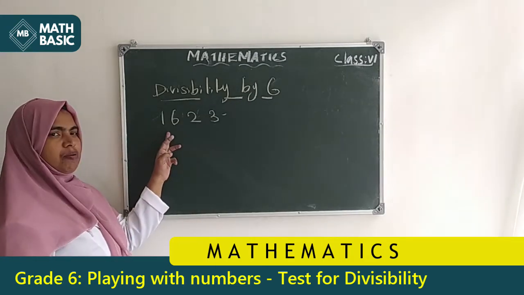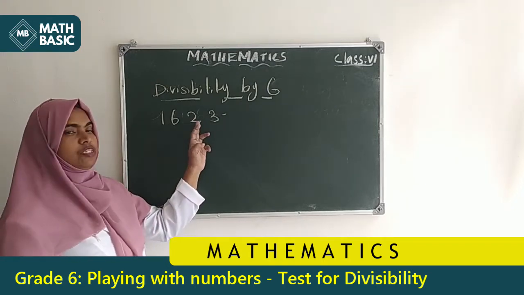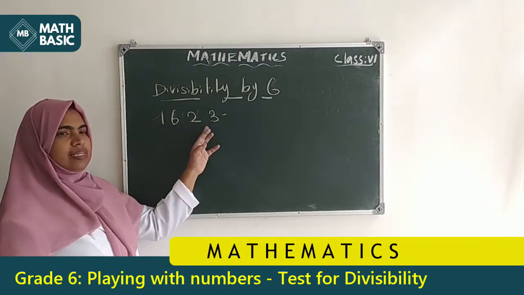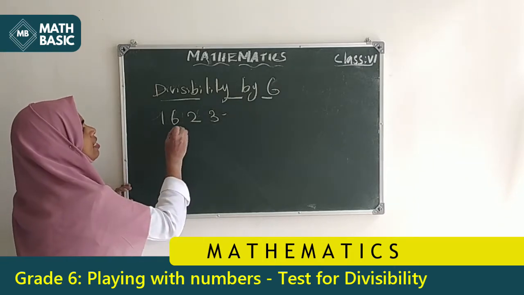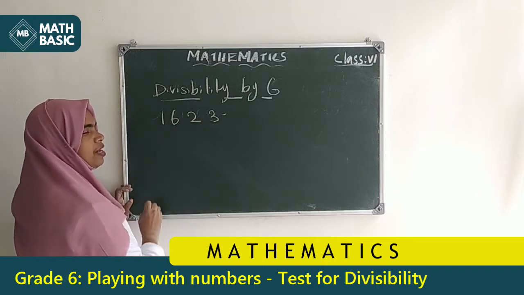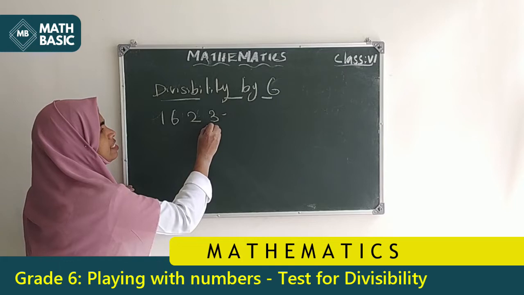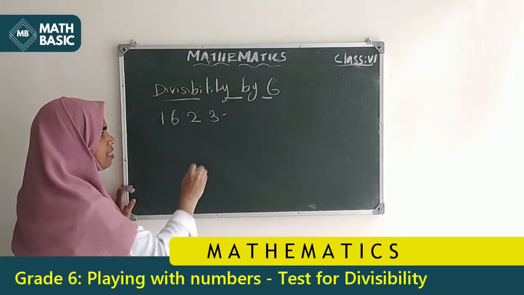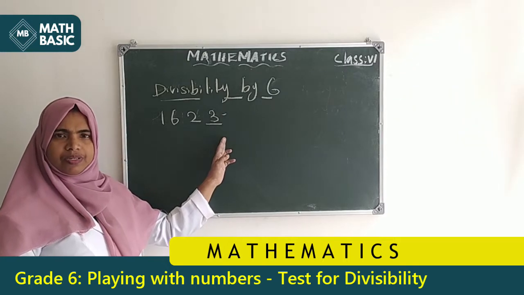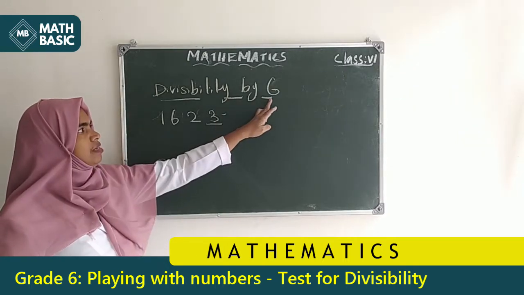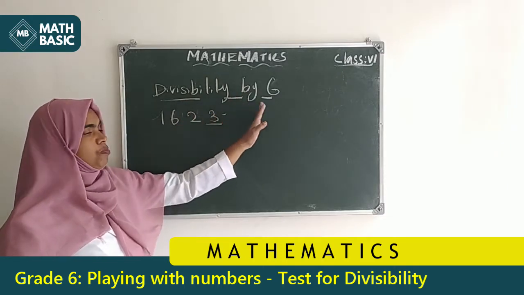Let's see another example. 1623. Check whether the number is divisible by 6 or not. First, check whether the number is divisible by 2. This is not divisible by 2 because the ones place digit is 3, an odd number. So it cannot be divisible by 6.